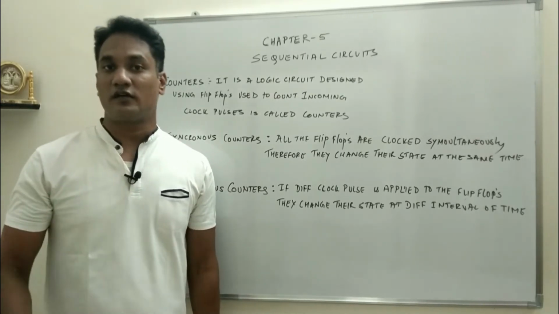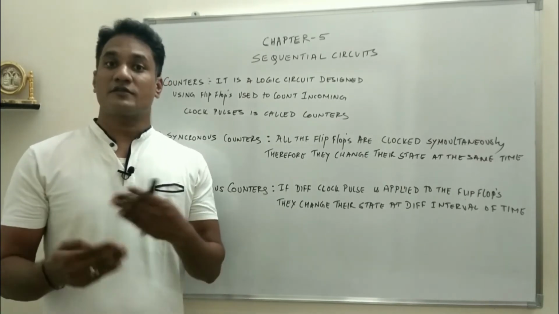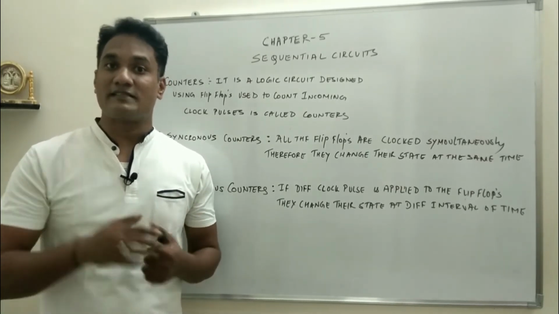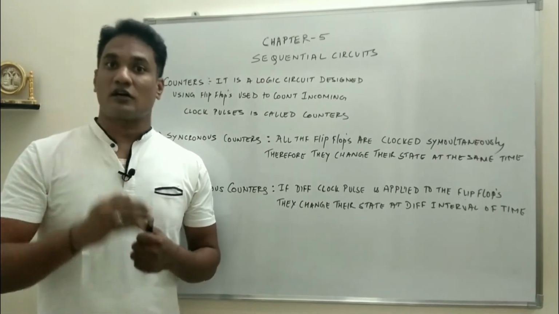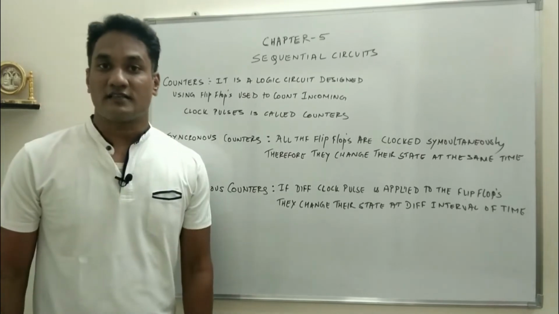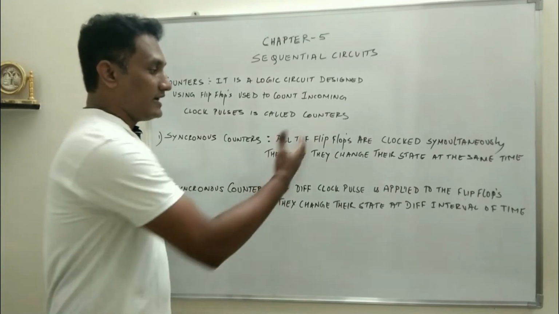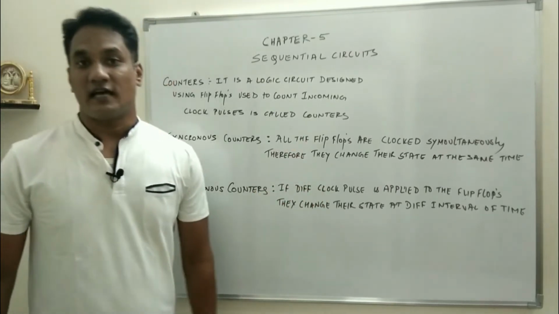So if you are trying to design a 4-bit counter, we will be using 4 flip-flops, and these flip-flops change their state when the clock pulse is given. So depending upon how the clock pulse is given, the flip-flops are classified as asynchronous and synchronous. I hope you have understood the explanation of asynchronous and synchronous.